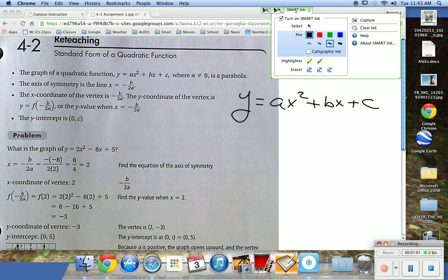This is the coefficient. That a is the coefficient in front of the x squared. The b is the coefficient in front of the x.